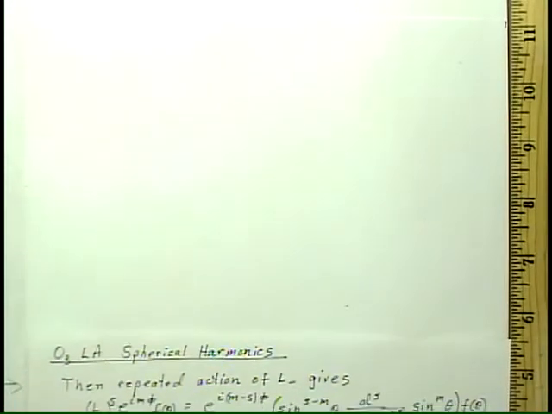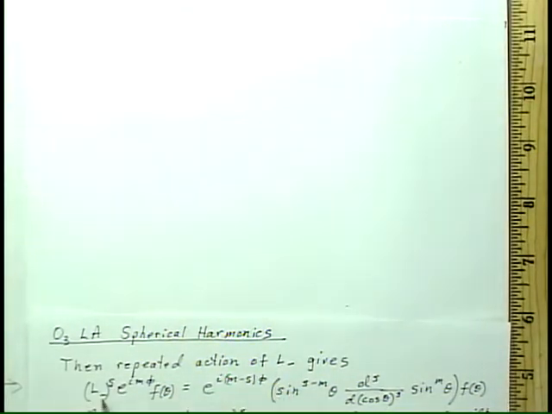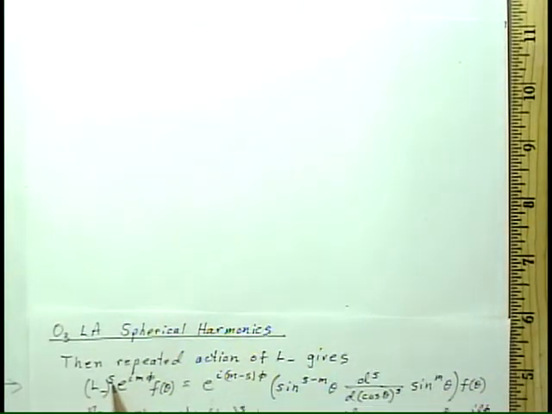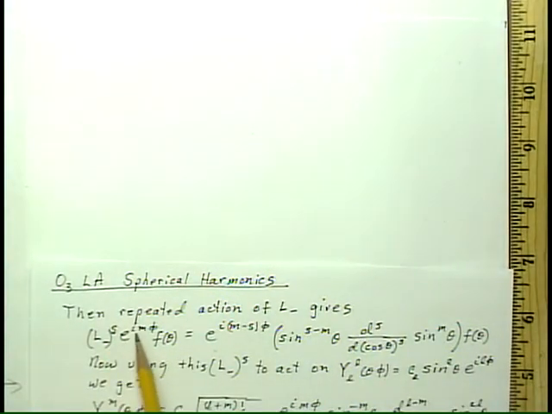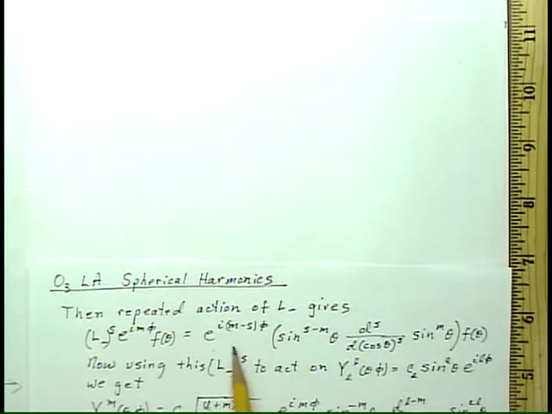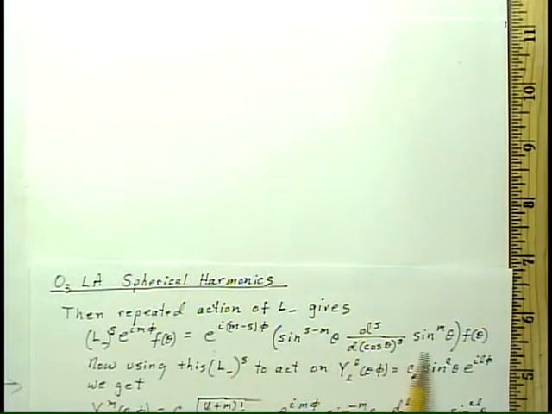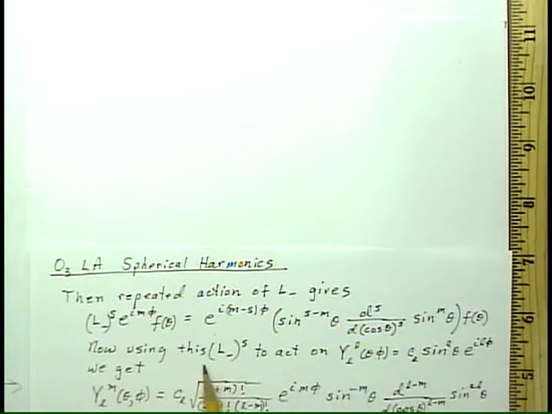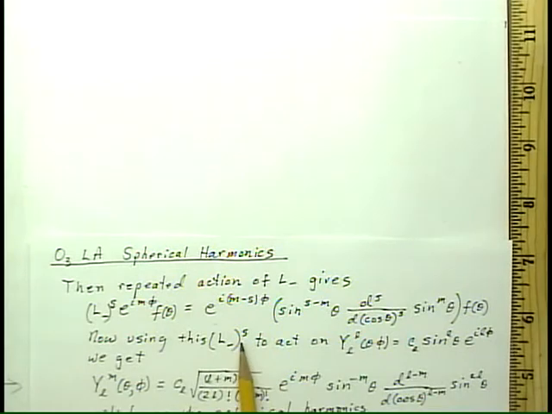This then allows us to have repeated actions of the L minus to a power which we call S here, times e to the im phi times f of theta. And when we have that, we can show that the powers of the expression that we had last time go to this form right here when we take, this is the form L minus, simply taken to the power S. And that's straightforward.